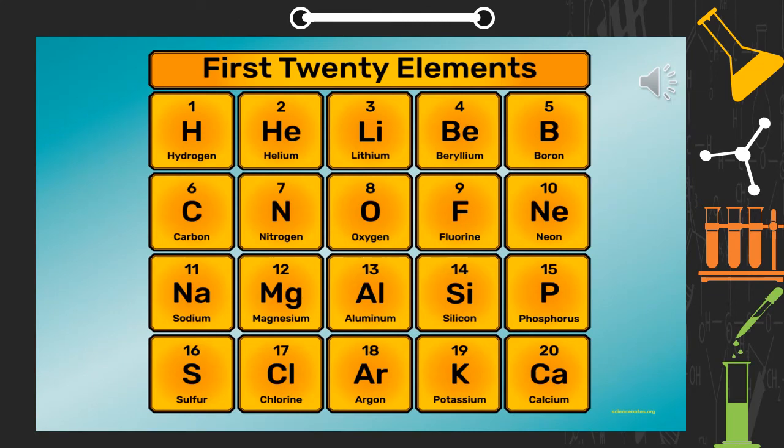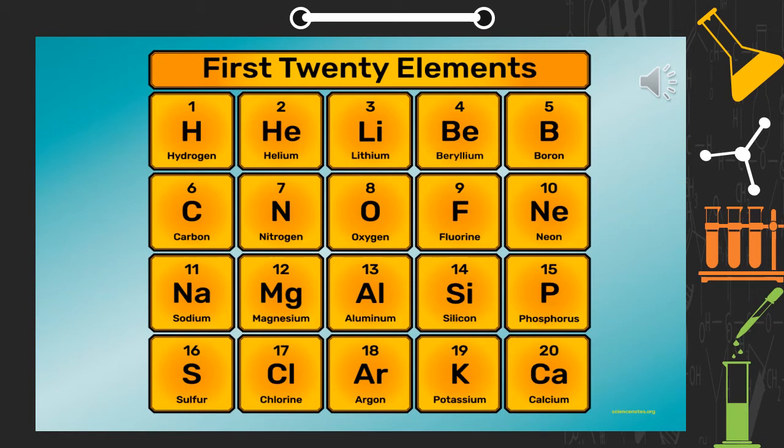Children, before going to chemical equations, let's clear the basic part of it. So here are the first 20 elements with their symbols. Now you must be thinking, why am I telling you this? Because when we write a chemical equation, we basically use these symbols, then the formulas of the compounds. I just wanted you to know that there is a periodic table which contains more than 118 elements. These are the first 20 elements.